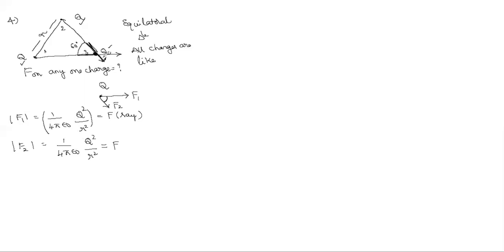Net force means we have to calculate the resultant, by the parallelogram law of vectors. The resultant is the root of F1 square plus F2 square plus 2 F1 F2 cos 60, which is root of F square plus F square plus 2 F square cos 60. Finally you will get root 3 F, where F you can substitute as 1 by 4 pi epsilon naught Q square by R square. You understood the method of how to calculate.